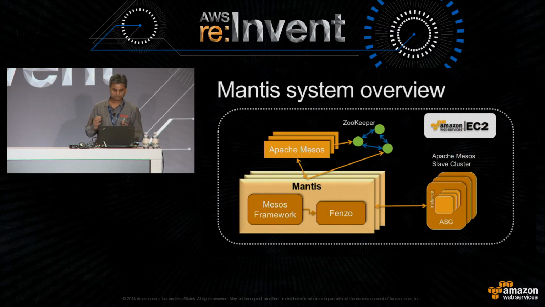So just to get a big picture before we get into the details, Mantis is the event processing system that uses Fenzo, which we'll talk about, to do scheduling on top of Apache Mesos. And we have one or more ASGs, autoscaling groups, that provide all of the resources on which we're going to run them.